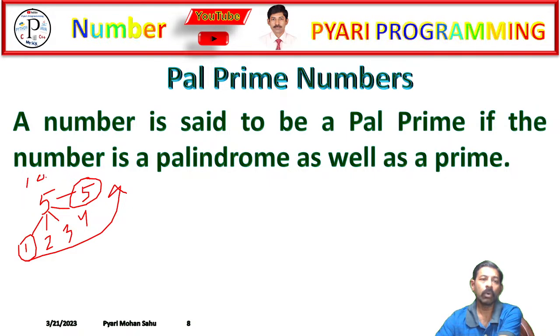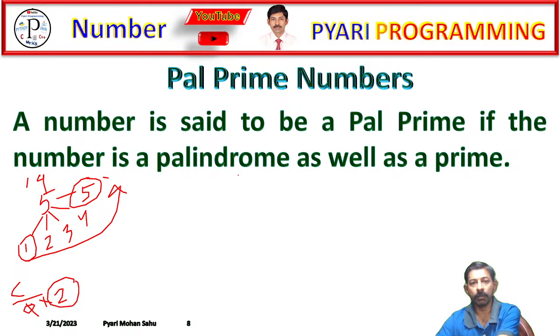And what I will do, I will check. If it is divisible, I will increase the counter by 1. Now initially counter must be 0. When it is divisible by 1, I will say counter is 1. It is divisible by 5, so counter is 2. Now when I come out of the loop, I will say if the counter is 2, then it is a prime number.